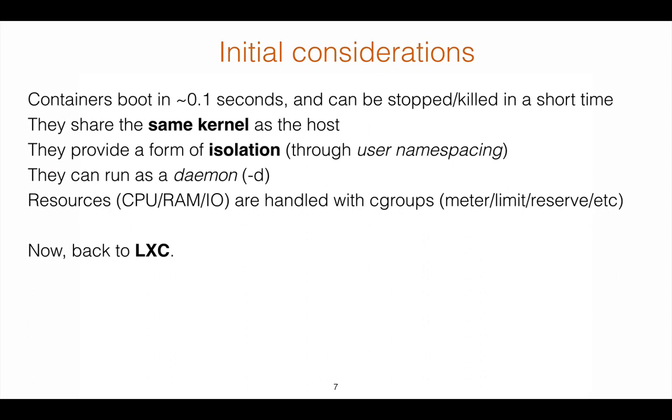Resources and resource allocation, so CPU, RAM, disk I/O, network, are handled with something called cgroups that allow you to meter, limit, and reserve capacity within an operating system.